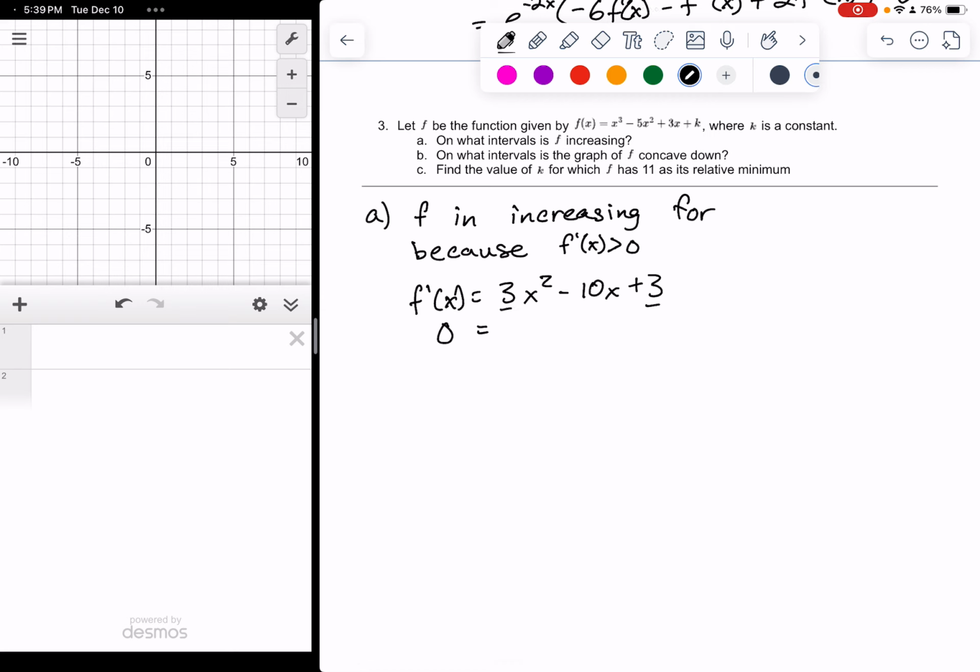Well, I can factor by multiplying the numbers a and c, the squared term and the final term. That gives me 9. And I need to add up to negative 10. What does that do for me? It tells me how to split that middle term for factoring by grouping. This would give me 3x squared minus 9x, so we're splitting this negative 10x into minus 9x and minus 1x, plus 3. I could have split it the other way as well, but that's the general idea.